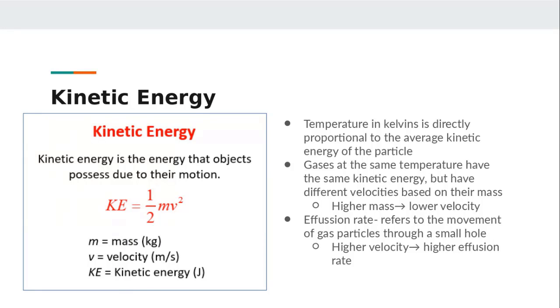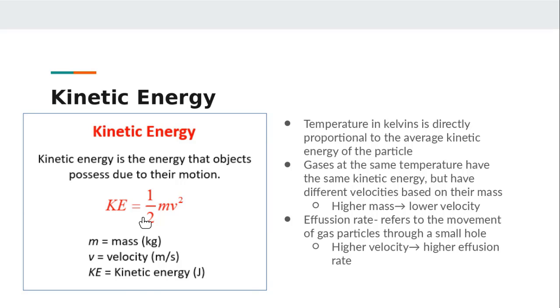I think some people might have answered nitrogen because you're thinking more of average velocity, right? So although all of the gases at the same temperature are going to have the same kinetic energy, they are not going to have the same average velocity because you have to take into account their mass. So at a higher mass, you're going to have a lower velocity. But if they're at the same temperature, they're going to have the same kinetic energy.